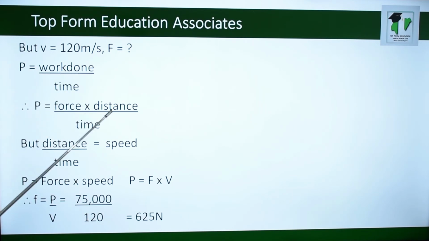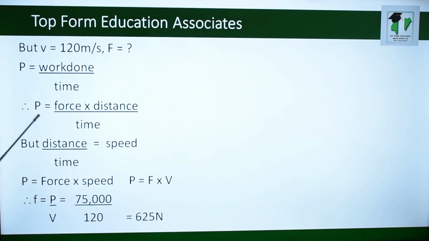I think you can still remember that. Work done over time. And power is equal to force times distance, because work done is given by the formula force times distance over what? Now, time. But distance over time itself gives you what? Speed. Are you getting it? P now is equal to force times speed.